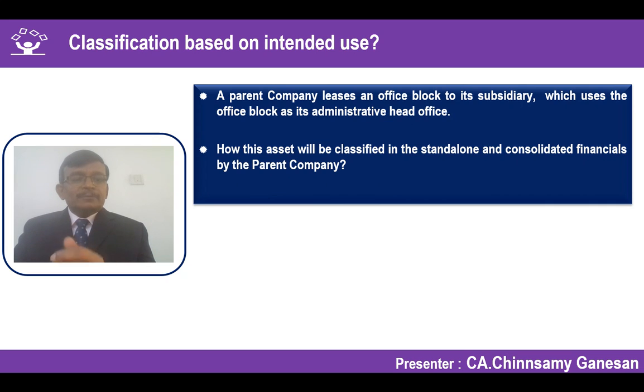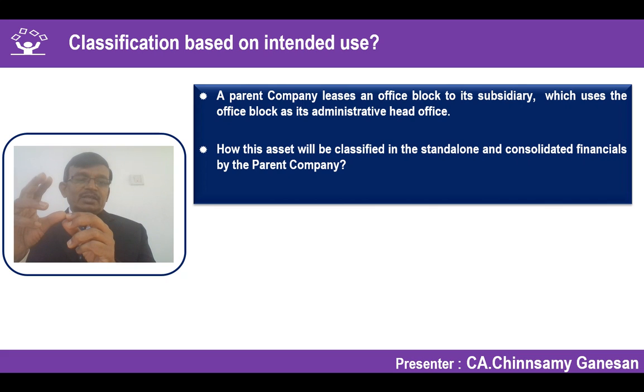I was talking about the parent company and subsidiary company, right? So what will happen in the standalone financial statement as well as in the consolidated financial statement? Let's take an example. A parent company owns a certain office complex, out of which one portion has been given to its subsidiaries. So for example, they have 10 floors, 3 floors they have retained and 7 floors they have given to various subsidiaries which they are holding.